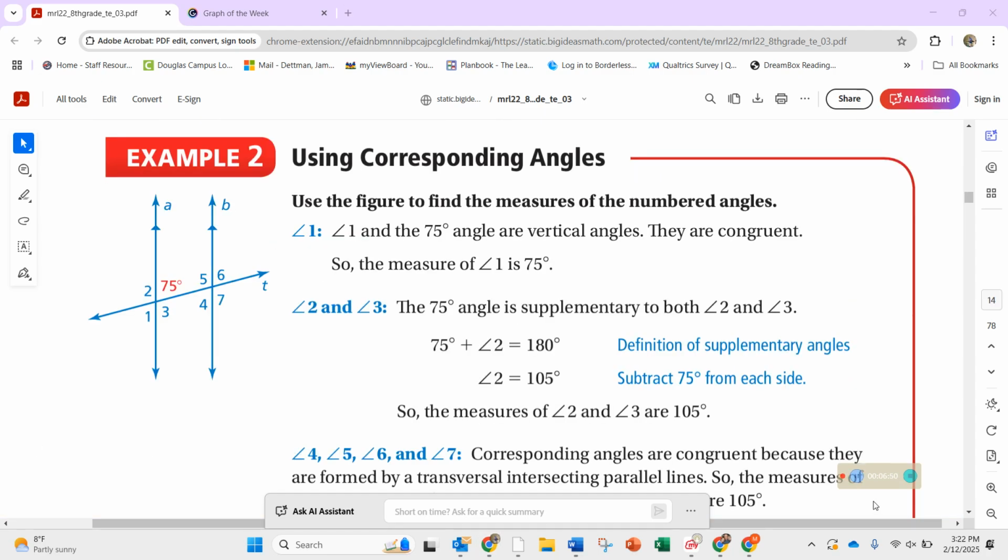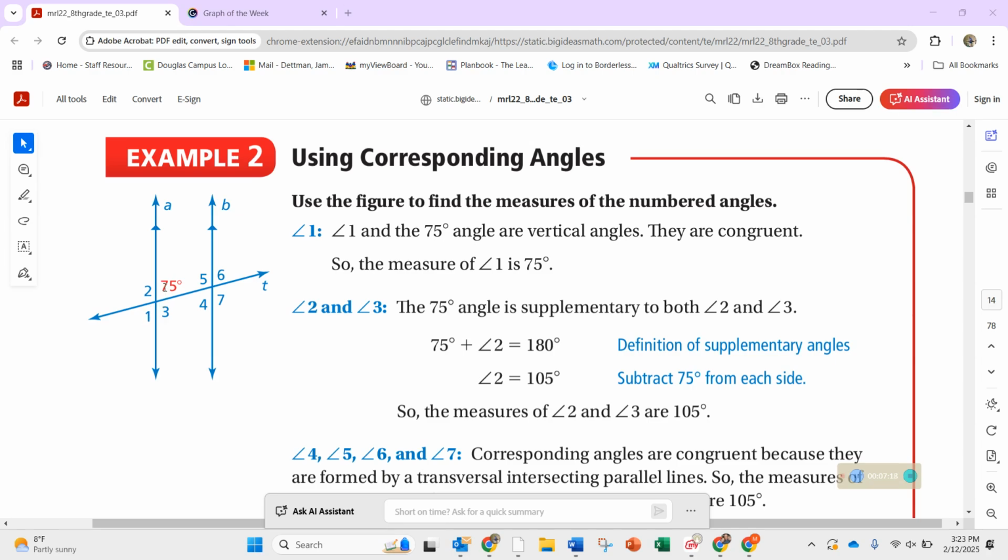All right, let's take a look at example 2. We're using corresponding angles again. So we're going to use the figure to measure the numbered angles. So look at angle 1 right here. Look at the number 1 over here. We know these are vertical angles. These vertical angles are going up and down. So 75 here is going to be the same as number 1 because they're right across from each other there.